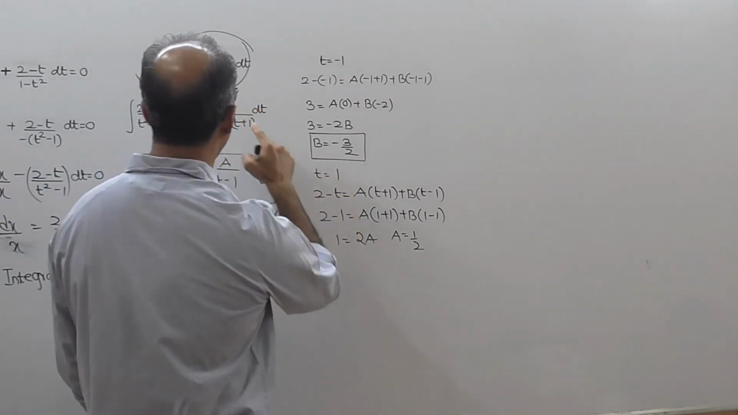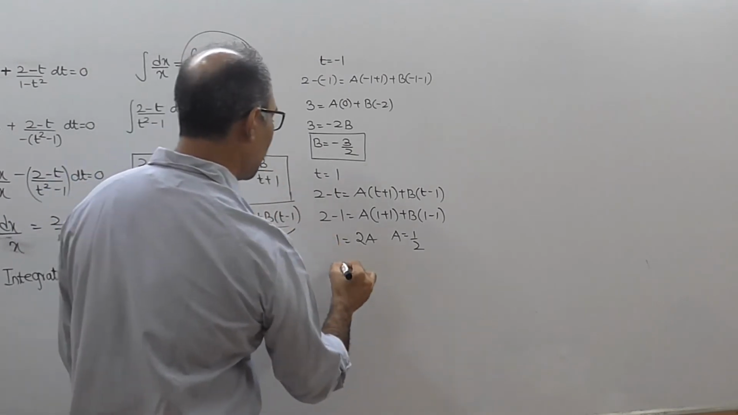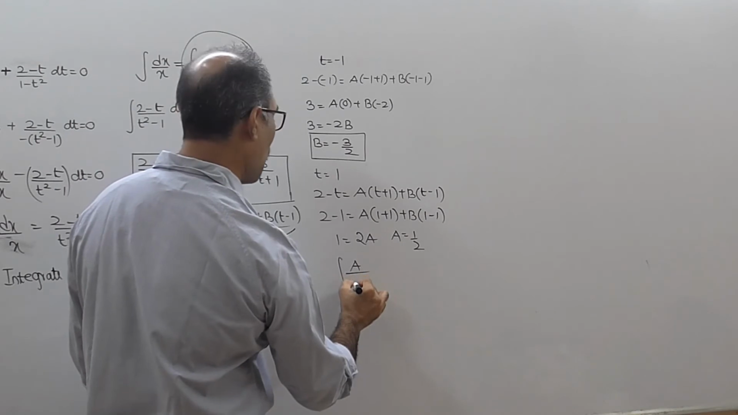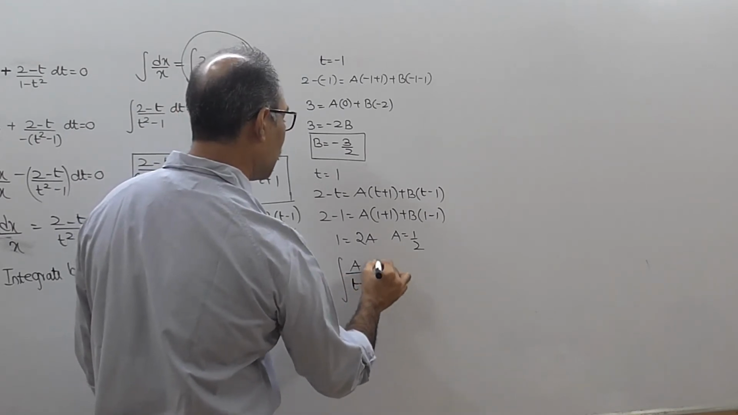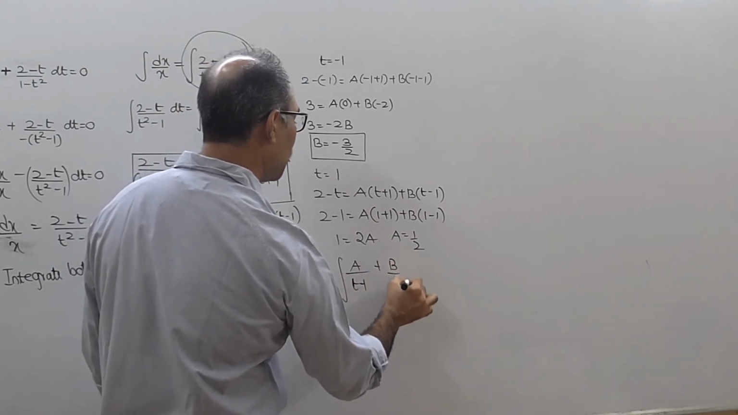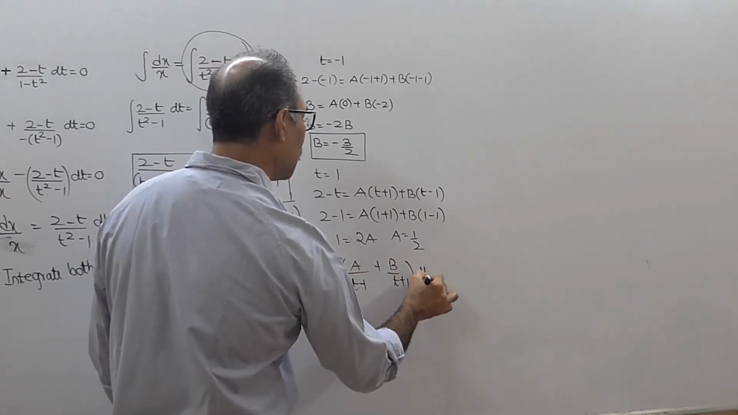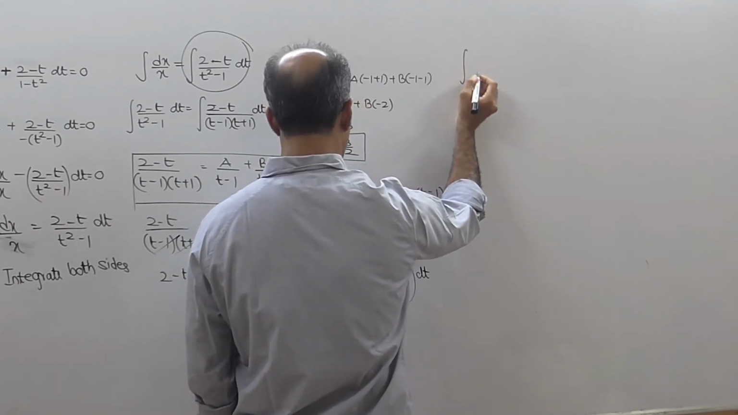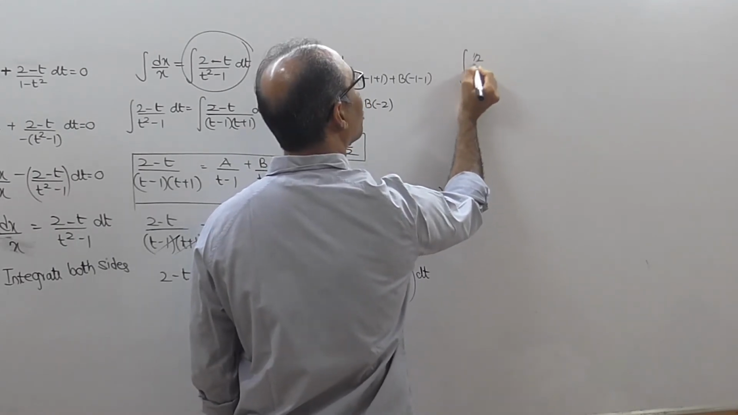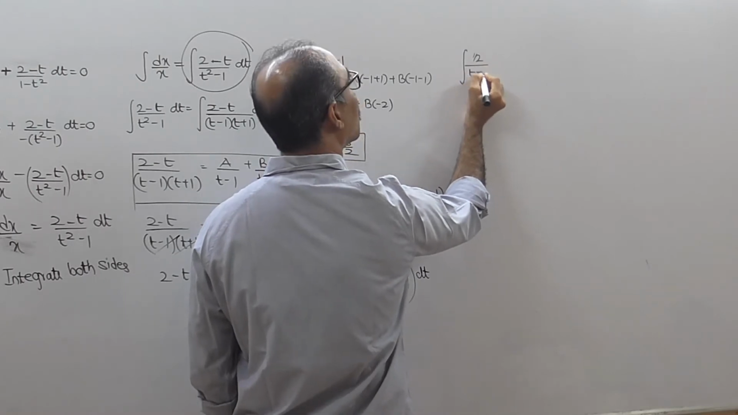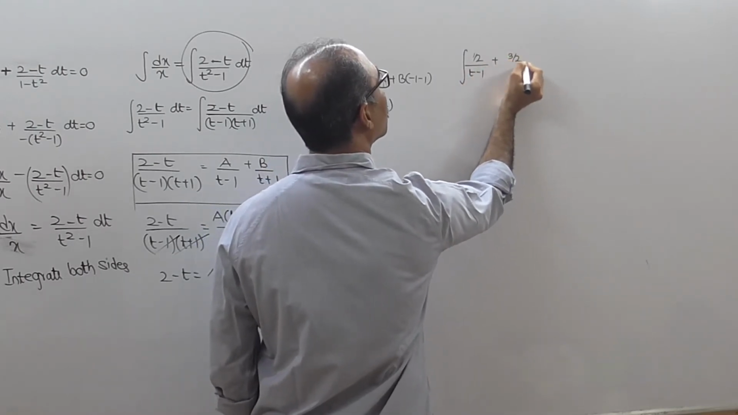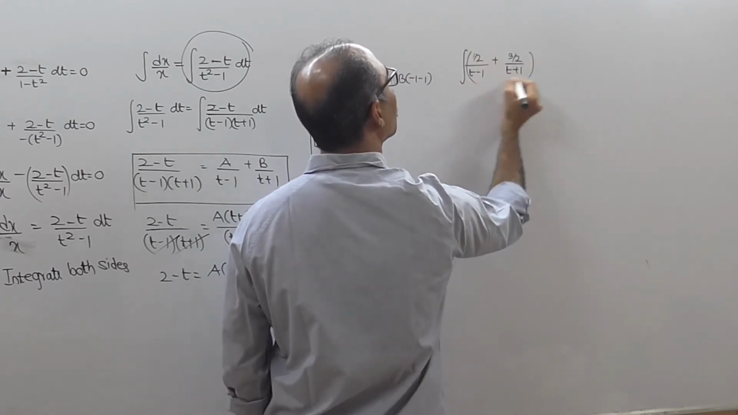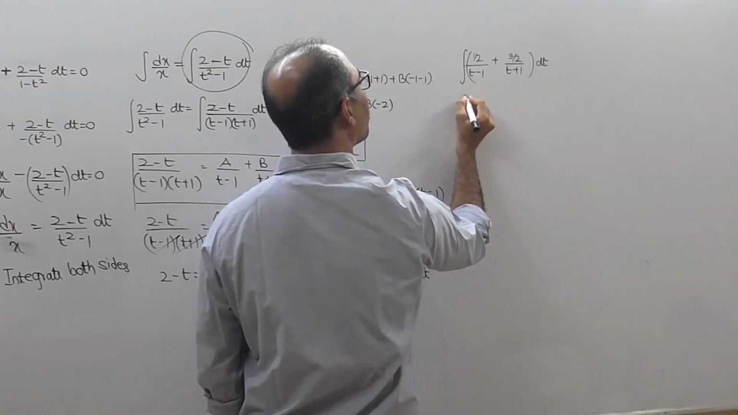So if I have to integrate this, I will write this as integration a upon t minus 1 plus b upon t plus 1, the whole multiplied by dt. So I get this as integration, the value of a is half, the whole upon t minus 1, plus 3 by 2, the whole upon t plus 1, the entire thing multiplied by dt.